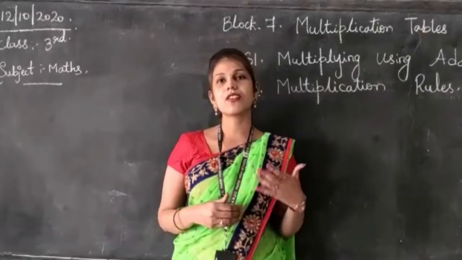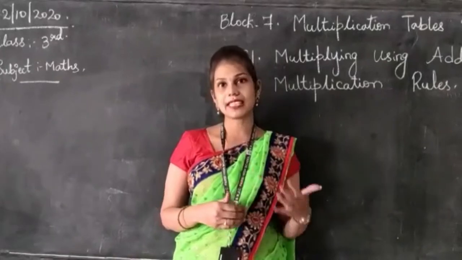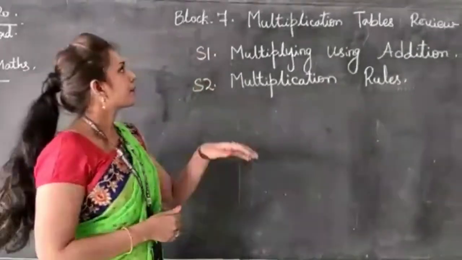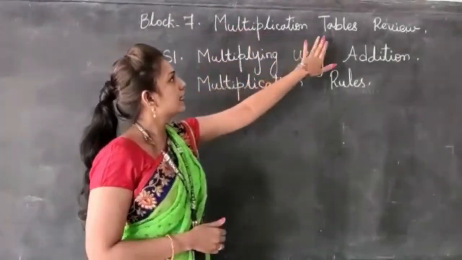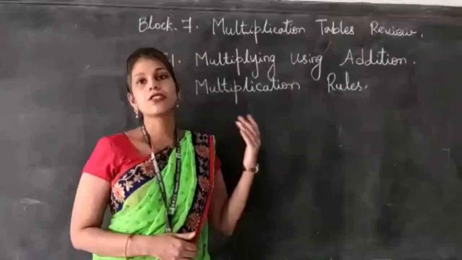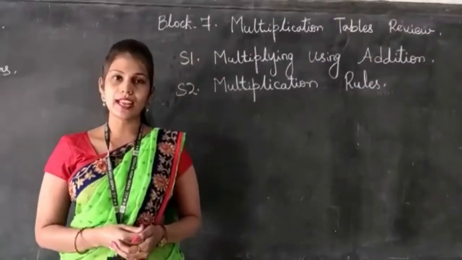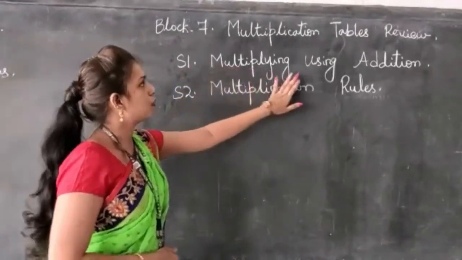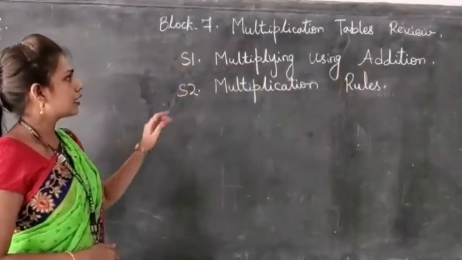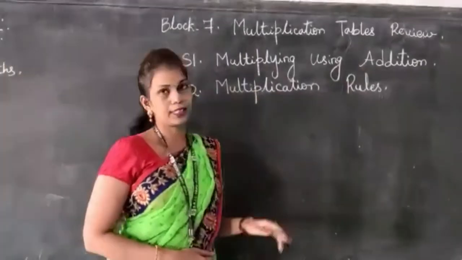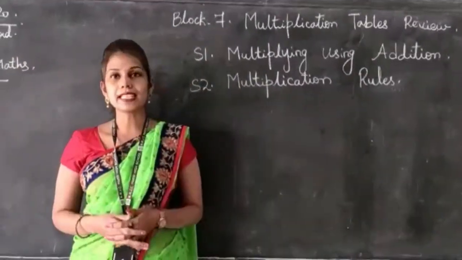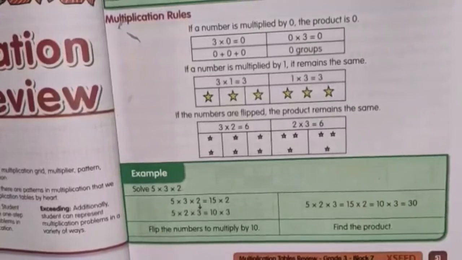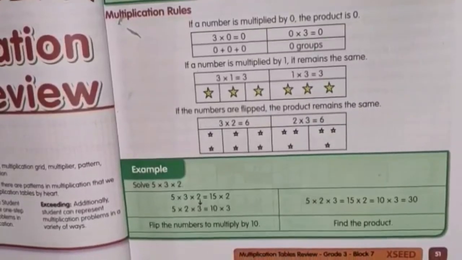So children, today we are going to start a new block, block 7. Block 7 is multiplication tables review, and today we are going to do S1 and S2. S1 is multiplying using addition and S2 is multiplication rules. So children, all of you open your maths book. Open page number 51.